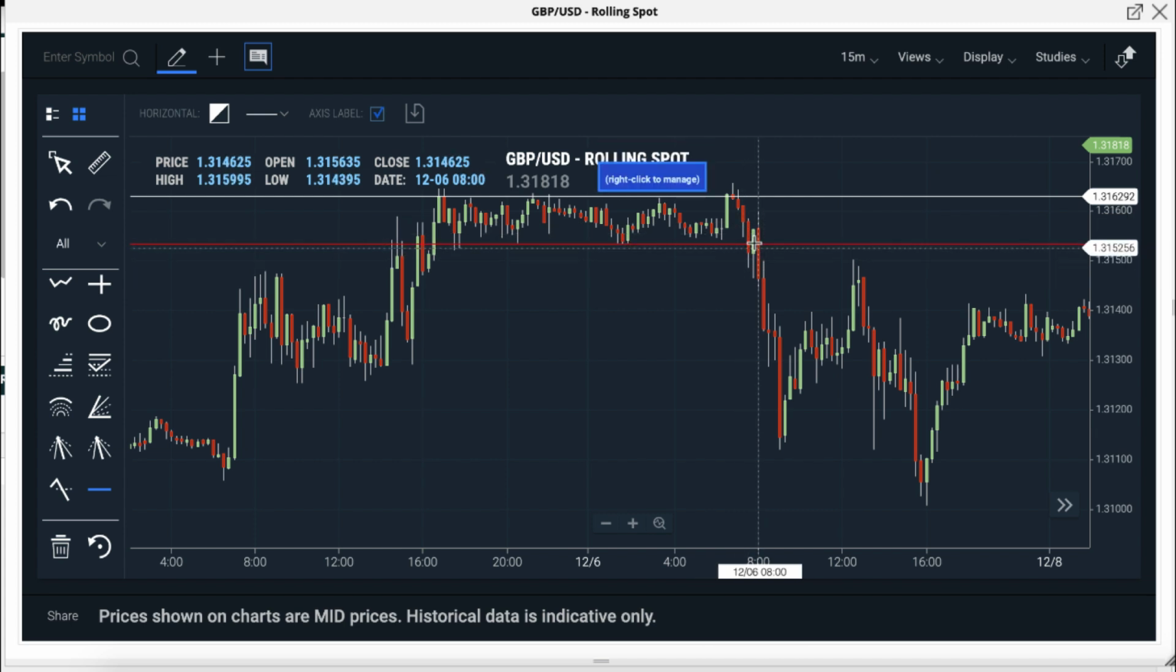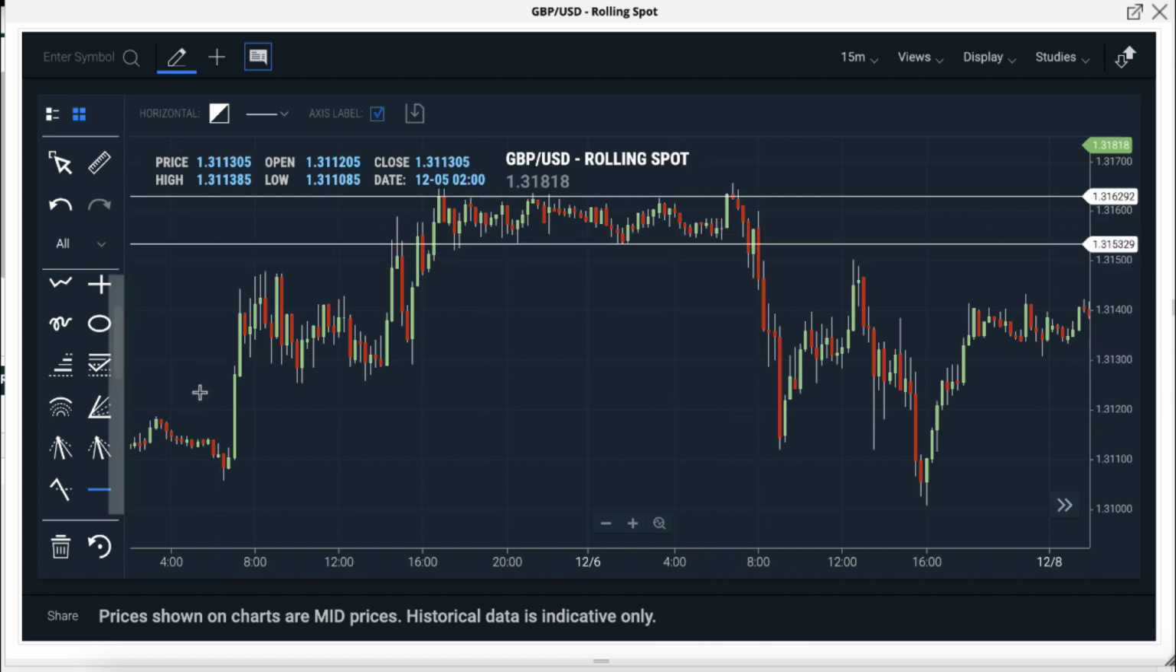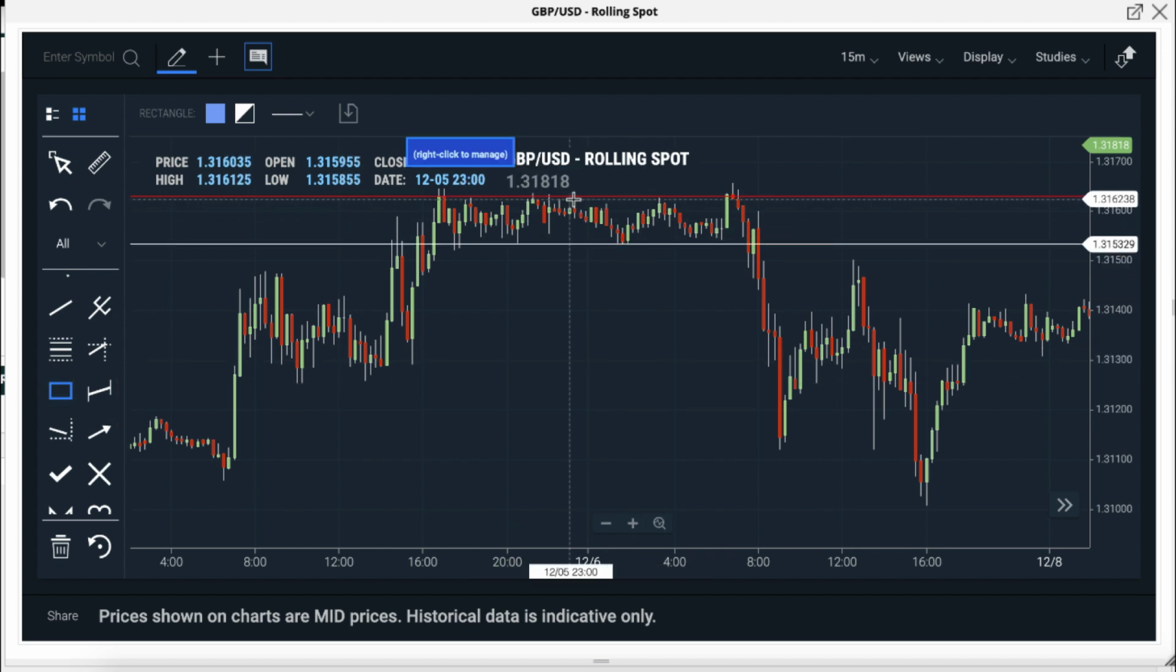Now we see a break to the downside here, and that's when we'd enter the trade. This is where we'd have a short trade. We'd enter the trade short, and we'd have a stop here. So very simple, very effective. We've got our range here, and we've got our levels all marked out.